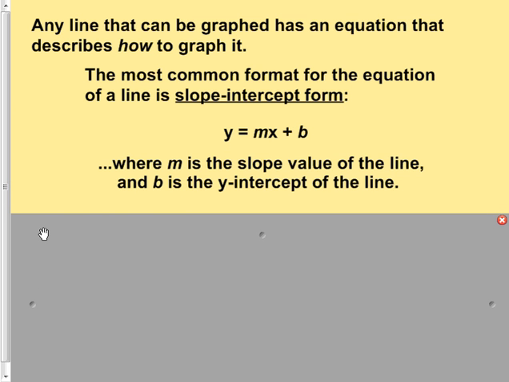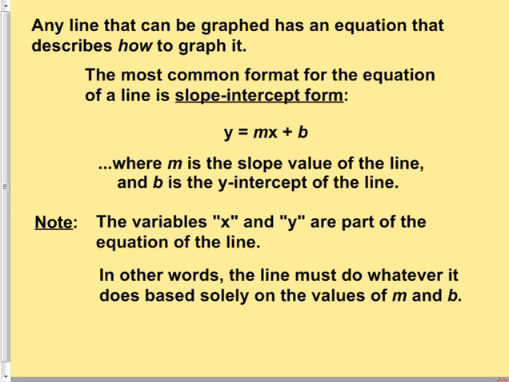Now, m and b represent constants that will show up in the equation of a line. m is the variable that is assigned to represent the slope value of the line, and b is the variable that is assigned to represent the y-intercept of the line. Y-intercept means exactly what it sounds like. It means, where does the graph hit the y-axis? Where does it intercept the y-axis?